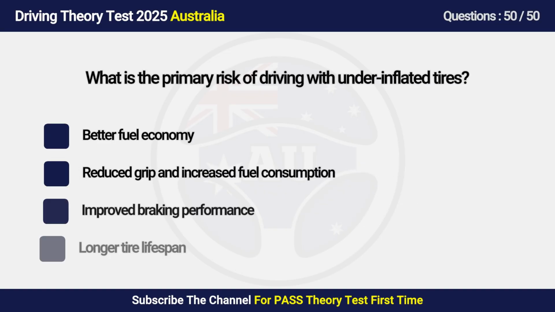Question 50. What is the primary risk of driving with worn tires? A. Better fuel economy. B. Loss of grip and increased fuel consumption. C. Improved braking performance. D. Longer tire life.